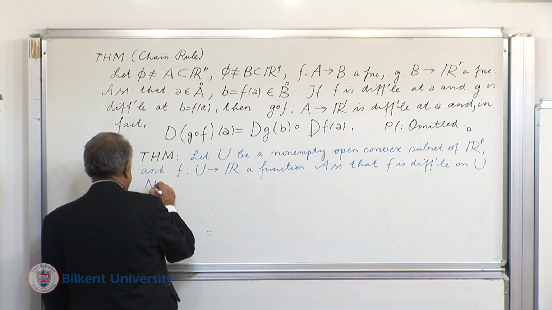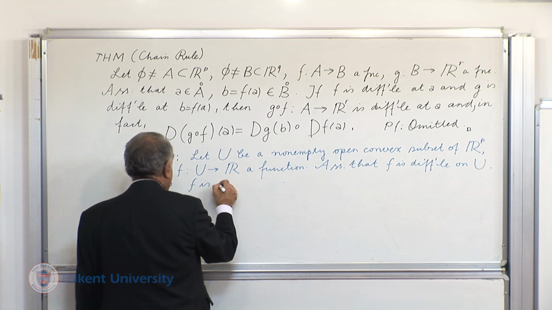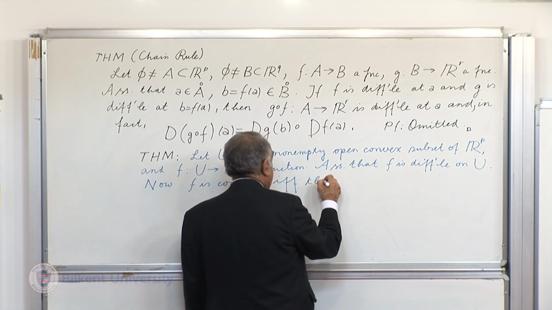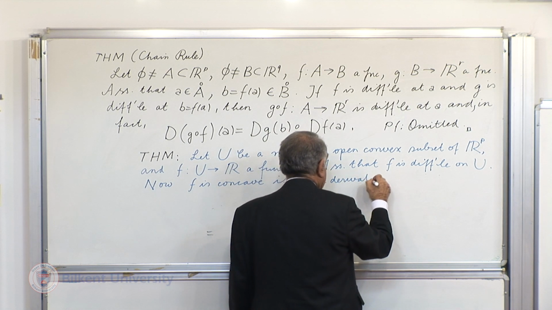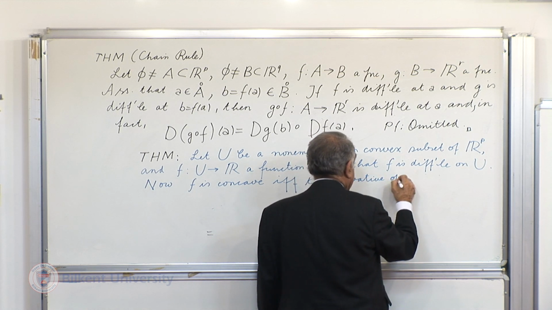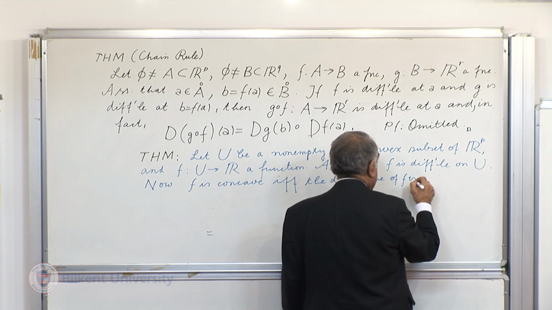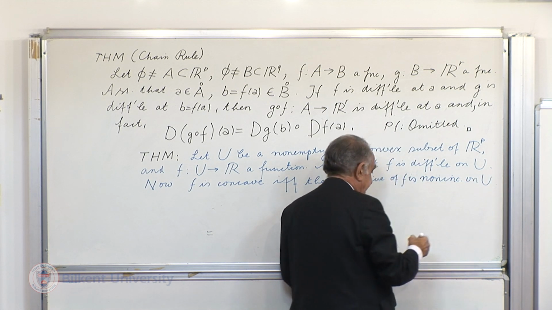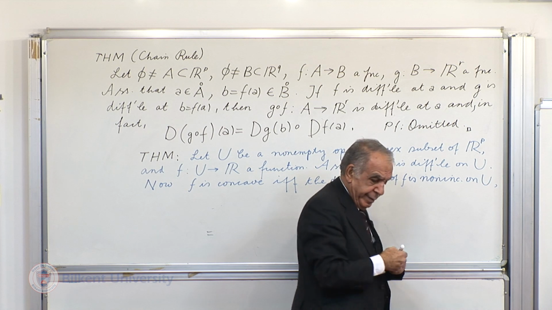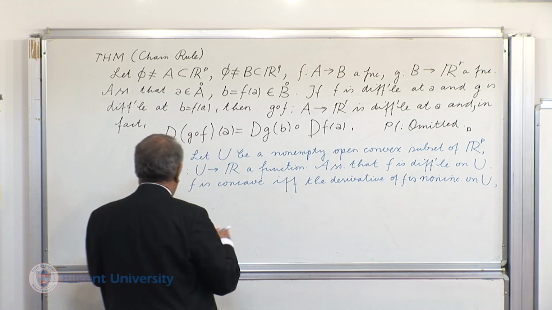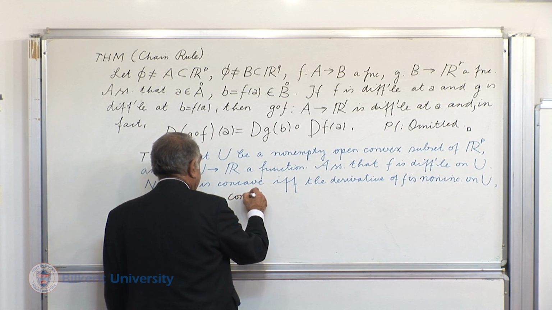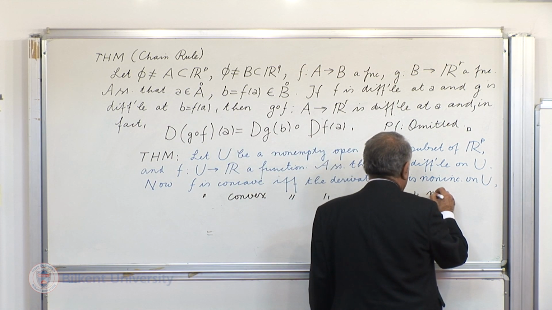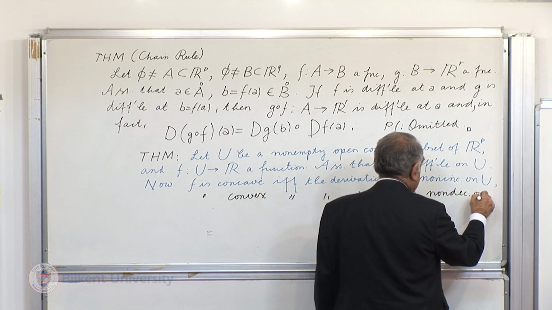Now, F is concave if and only if the derivative of F is non-increasing on U. F is convex if and only if the derivative of F is non-decreasing on U.